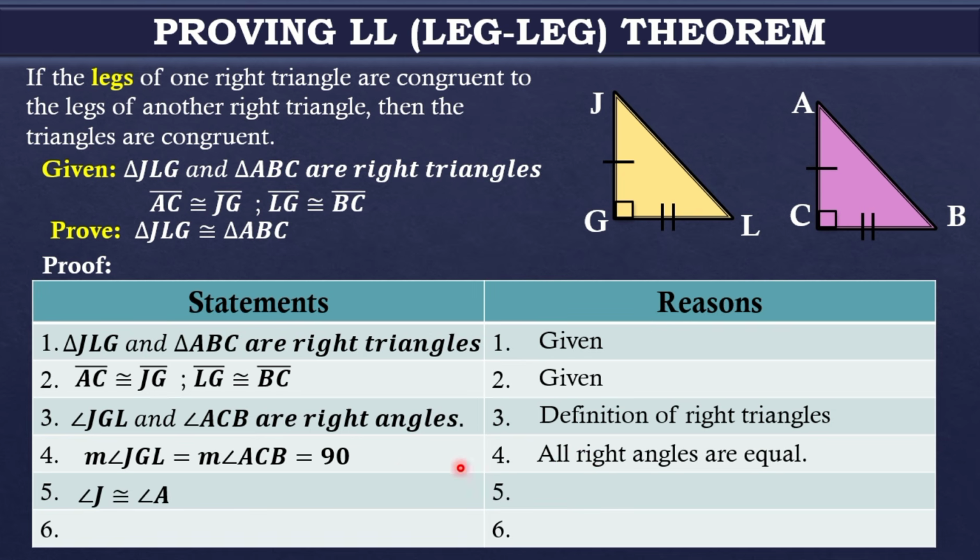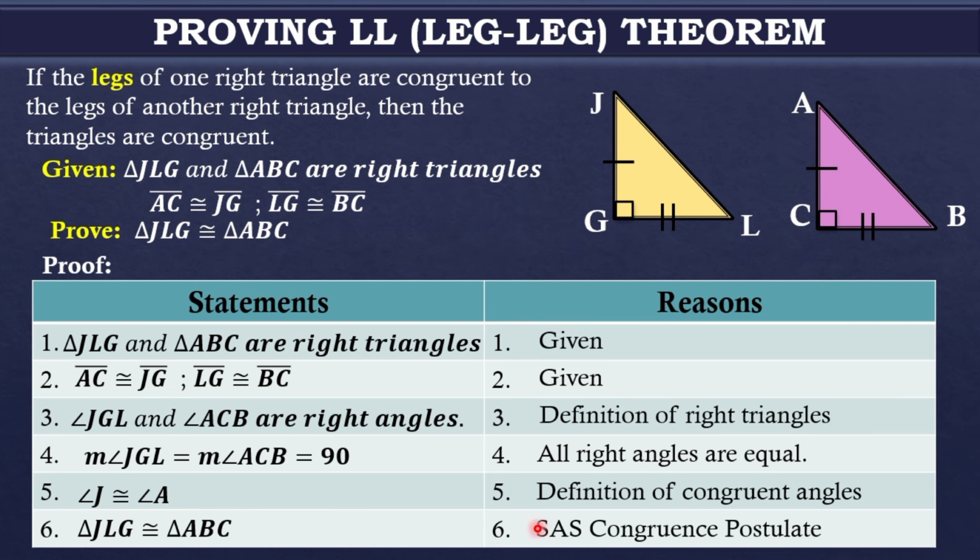Next, so we have angle J is congruent to angle A. So, ito po, congruent daw dito. So, ano kayang pwedeng reason natin dyan? The definition of congruent angles. So, why? Because, bakit natin nasabing definition of congruent angles? So, we have here, triangle JLG is congruent to triangle ABC. We can now prove that these two triangles are congruent by SAS congruence postulate. So, ito po, na-prove natin that the leg theorem is true by SAS congruence postulate.